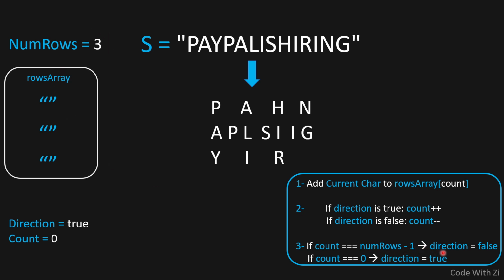And if it was, we're gonna assign false to direction. So direction is gonna be false. And if count was equal to 0, we're gonna assign true to direction. So direction is gonna be true. And believe it or not, this is the whole algorithm.